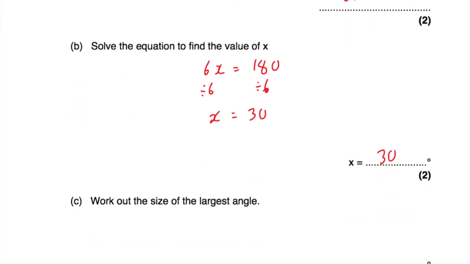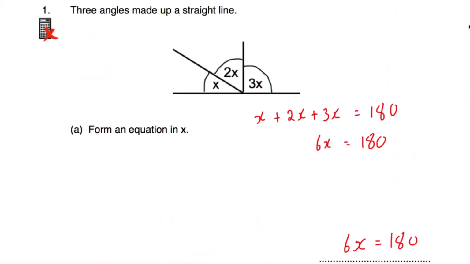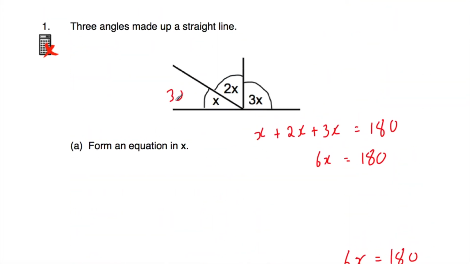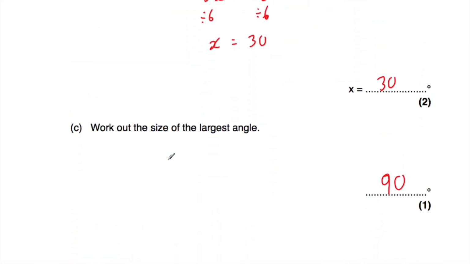And then, are we asked anything else? Yep, part C. Part C says work out the size of the largest angle. We know that x is equal to 30 degrees. If we go back up to the diagram, that's 30 degrees there. 2x will be double x, and 2 times 30 is 60 degrees. And this angle, the biggest one, 3x, is 3 times 30, which is equal to 90 degrees. So the size of the largest angle is 90 degrees. Let's write that down. And that's it. Okay, let's look at our next question, question number 2.